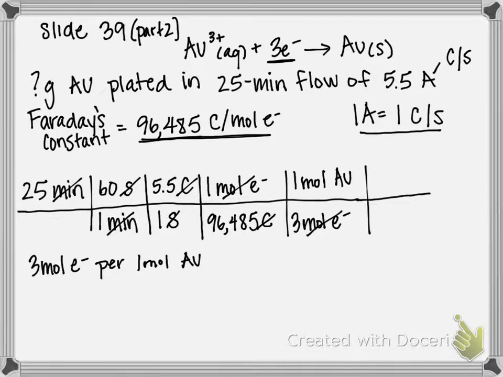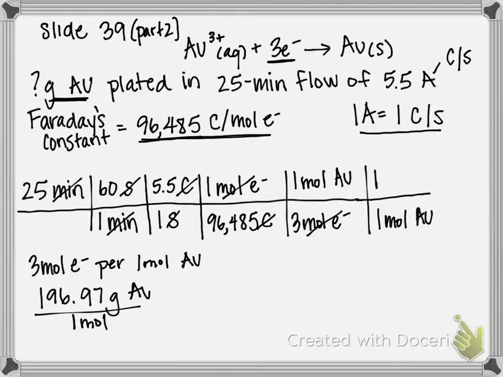And the problem is asking me for grams of gold. And so here's where I'm going to use gold's molar mass. And there are 196.97 grams of gold per 1 mole. Molar mass, that's just straight from the periodic table. So 1 mole of gold contains 196.97 grams. And that's going to cancel moles of gold, and we'll be left in grams.